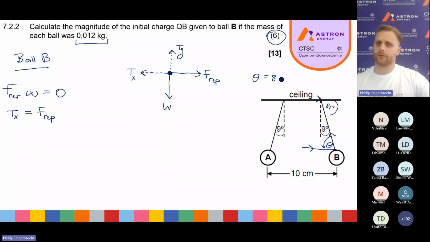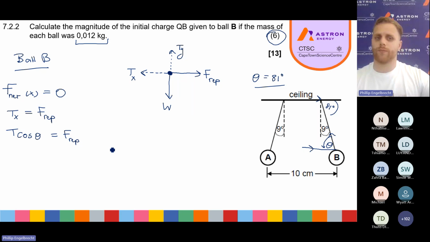Theta is 81 degrees. Bam. What can I do now? Well, I know that tension in the x direction is my tension force times the cosine of theta, and that is equal to my force of repulsion. But I'm still a bit stuck. I still do not know what tension is.